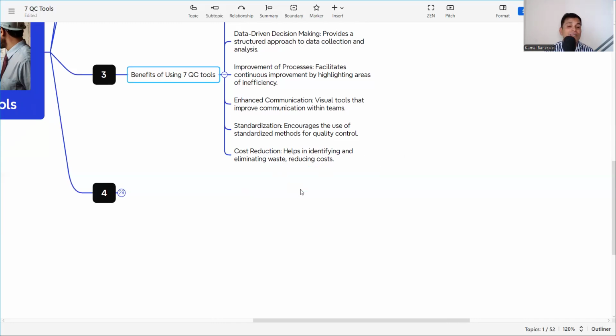Then cost reduction. Now, if I find the crack and I do not find out the root cause, what will happen? These cracks will reappear on the concrete. So there will be repair cost, money, time, and the reputation of the company will be in trouble. So cost reduction is also one of the benefits of the 7QC tools, as it helps in identifying and eliminating waste and reducing the cost. So that is the point of the benefits of the 7QC tools.